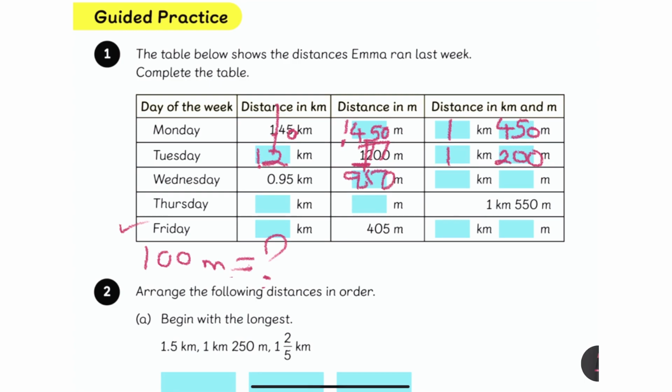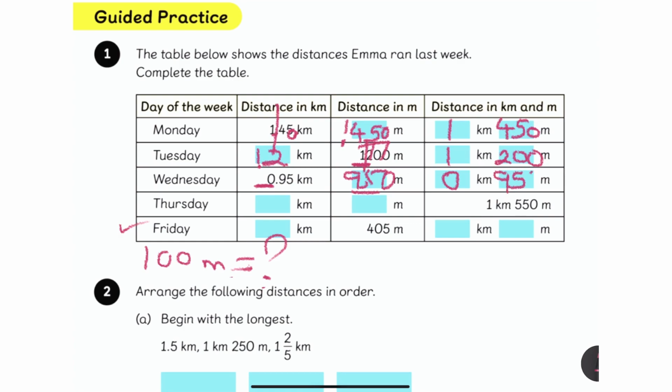Now for the distance in kilometers and meters, I already gave you an idea. There is no kilometers, therefore it is 0. Meters, yes, so just the way 950 is, I will write the 950.